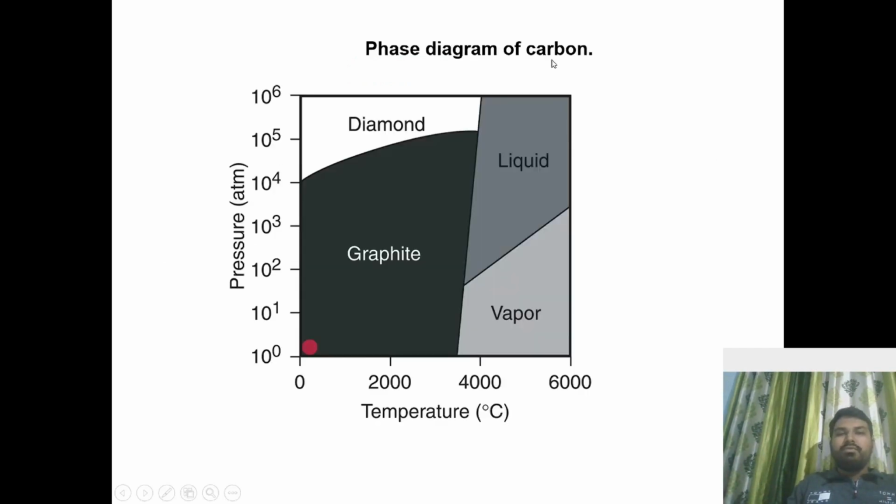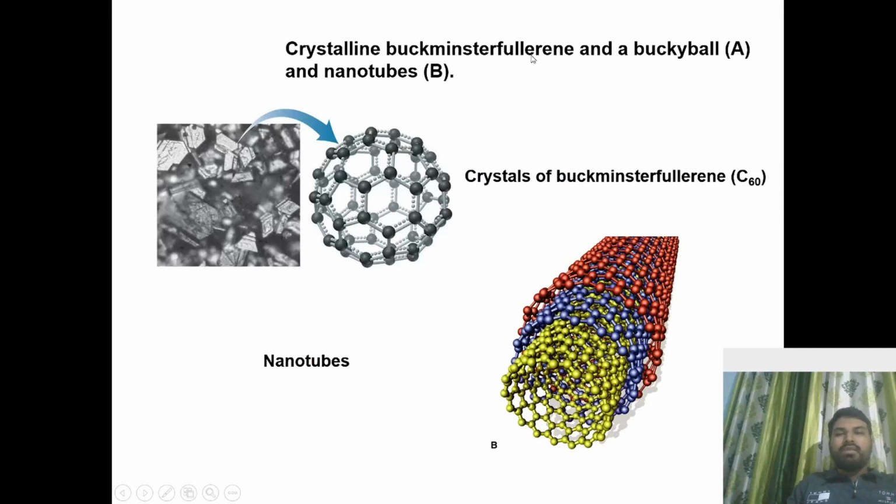A phase diagram of carbon. See, this is diamond, graphite, liquid, and vapor. This is pressure and this is temperature. Graphite, crystalline Buckminsterfullerene, buckyball, and nanotube. These are the nanotubes. These are the crystals of Buckminsterfullerene, C60. These are the 60 atoms of carbon, and these are the nanotubes.